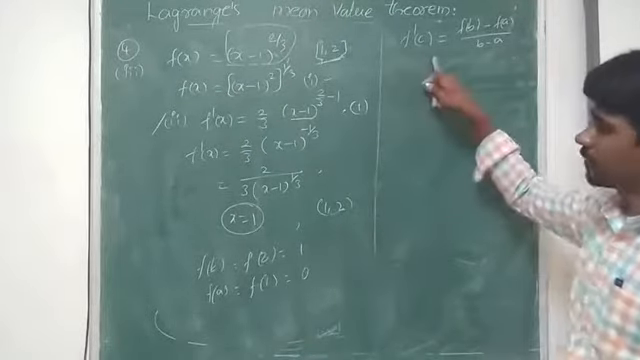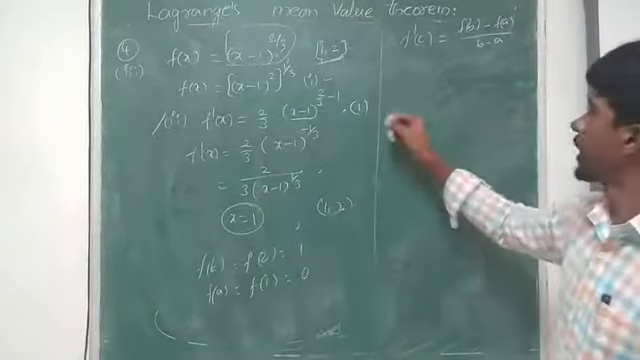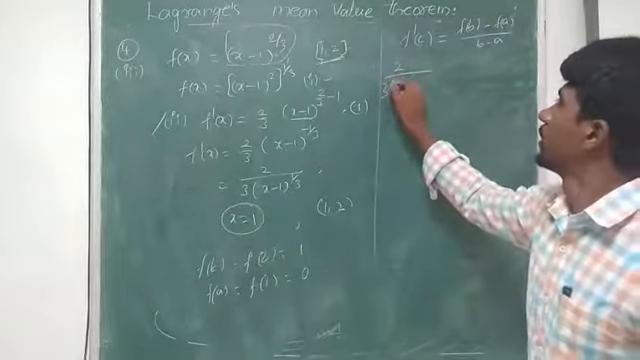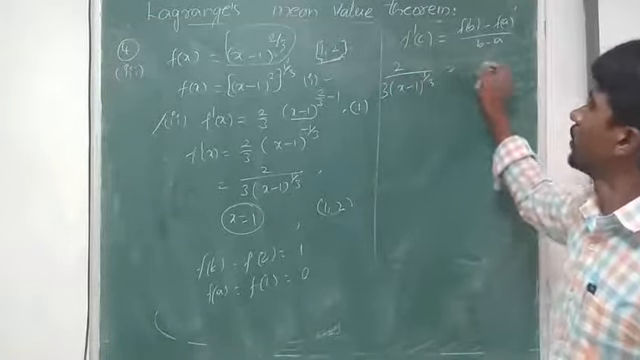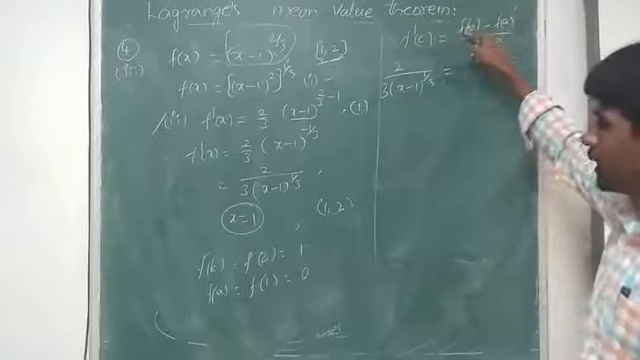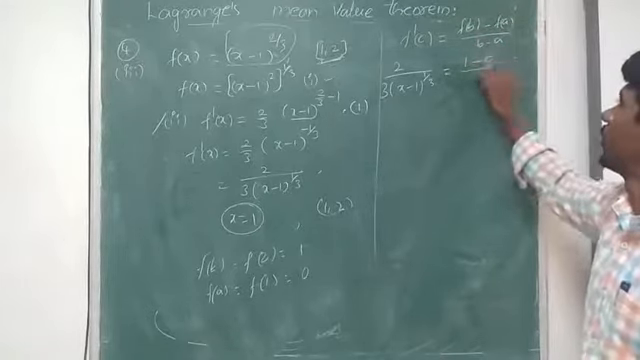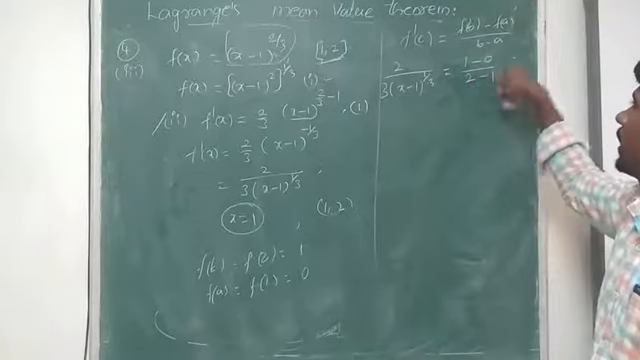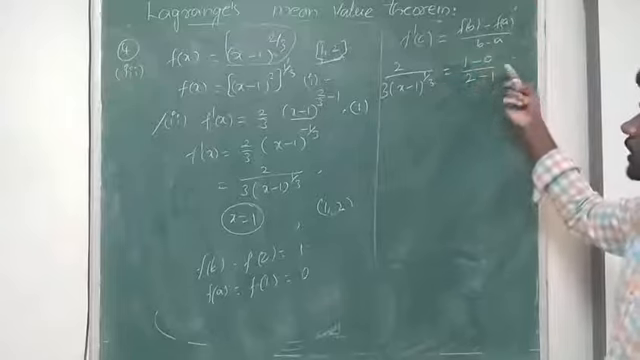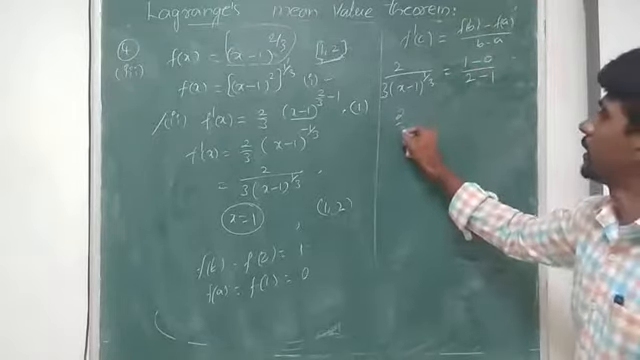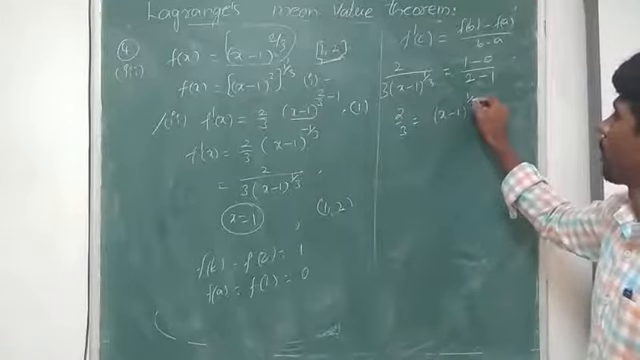So f dash of c: I have f dash of x, replace x by c, so I get 2 by 3 into x minus 1 to the power of 1 by 3, which is equal to f of b is 1, f of a 0, b 2, a 1. So what we get? 1 by 1, which is nothing but 1. So 2 by 3 is equal to 1 into x minus 1 whole power 1 by 3.